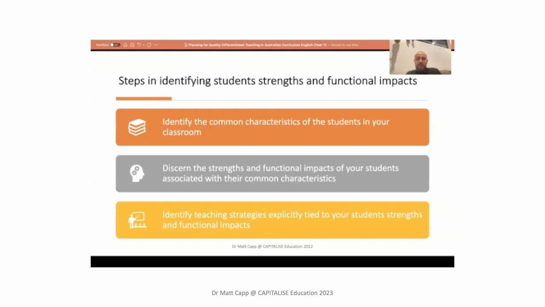Another word for functional impact might be barrier. We use the term functional impact because that's what we see in the nationally consistent collection of data for students with disability. Once we've identified those, we then start to problem solve around pedagogical strategies that we can use to support our learners to overcome those barriers to the learning process and harness those strengths. And that's where the Universal Design for Learning framework comes in. So let's have a look at how we do that.